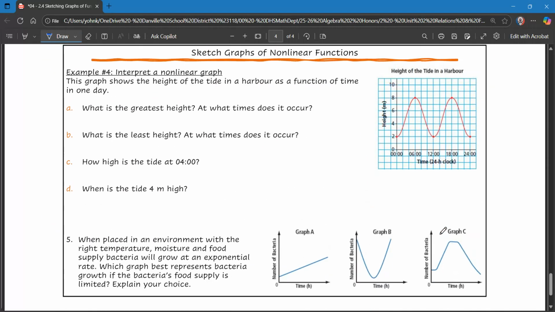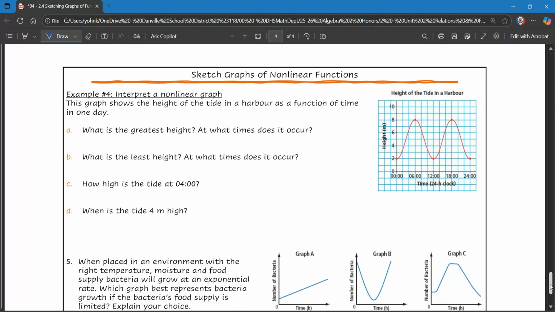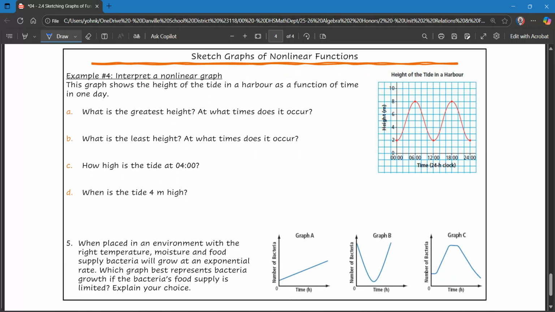All right, let's take a look at some more examples. Number 4, this graph shows the height of the tide in a harbor as a function of time in one day. So notice this is a 24-hour clock, and we have height in meters, and so the tide is low at 2 meters, and the tide is high at 8 meters, and the tide is low, and the tide is high, and the tide is low. So if you spent any time by the water, like an ocean or anything with tides, you're going to have water come in and get higher, and water go out and get lower.